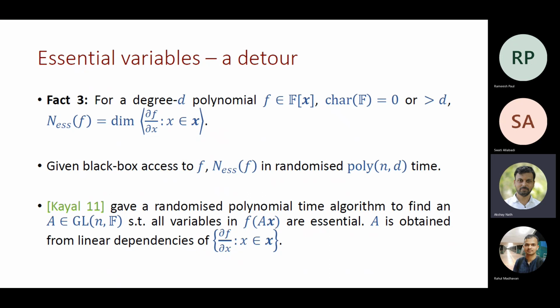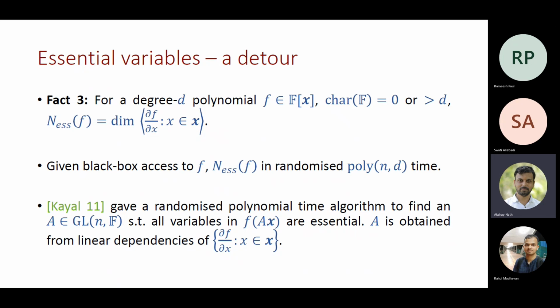Now, we know that given black box access to F, we can find out the number of essential variables of F in polynomial time. And this is because of the above fact. Why? Because given F, we can get black box access to all of its partial derivatives. And then once we have black box access to a bunch of vectors, it's easy to find the dimension of the space spanned by those vectors. And that is exactly equal to the number of essential variables of F.